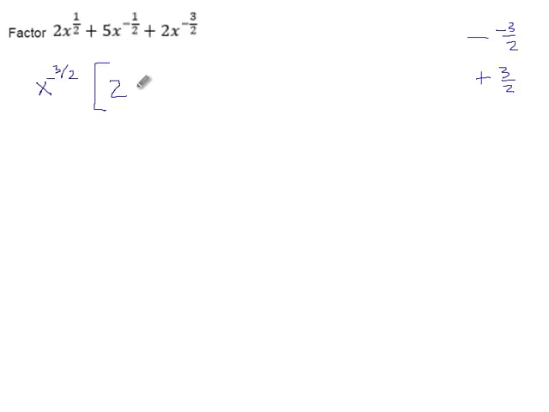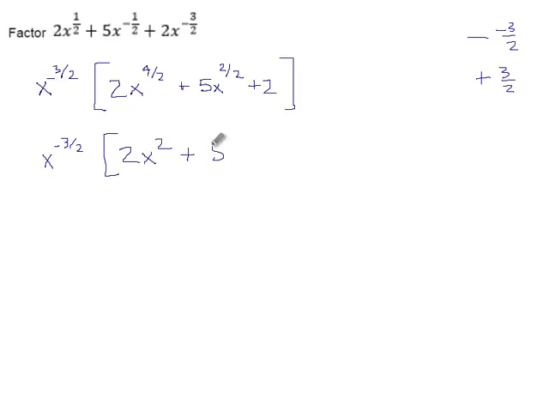The coefficient of 2 stays put. We get x to the 1 half plus 3 halves, which is 4 halves. I'll clean that up in a moment. Plus 5, x to the minus 1 plus 3 makes 2 over 2. Get that cleaned up also. And 2, x to the minus 3 over 2 plus 3 over 2 ends up being x to the 0, meaning no x's in that term at all. All right, so if we pretty that up a little bit, we get x to the minus 3 over 2 times 2x squared plus 5x plus 2.